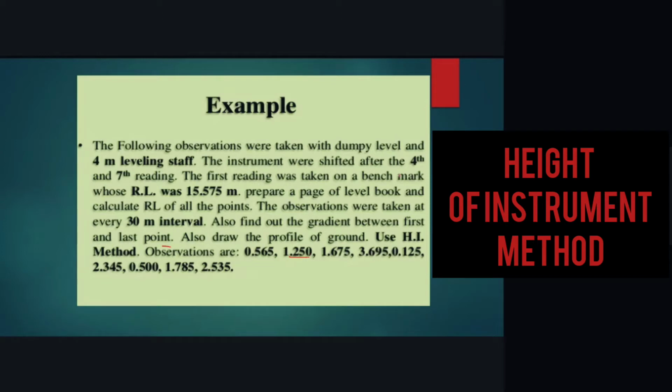So they have said that the instrument will be shifted after the fourth and seventh reading. So 1, 2, 3, and 4. This is the fourth reading, so this will be taken as the foresight, and the next reading will be taken as the backsight. Then the seventh reading: 5, 6, and 7. Then 0.50 is the foresight reading, and 1.785 will be the backsight reading. And as I have told you, the last reading will always be the foresight reading.